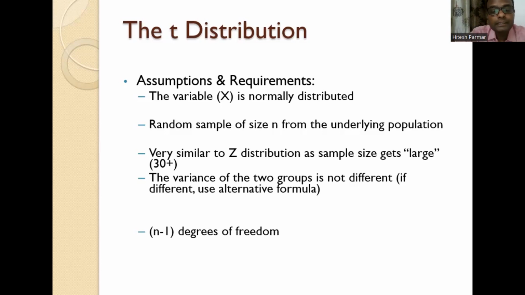And the next assumption is n minus 1 degrees of freedom. Now, every time this degree of freedom comes up whenever we talk about sampling theory, it is a very technical term, so let us try to simplify it. What do we mean by degree of freedom?